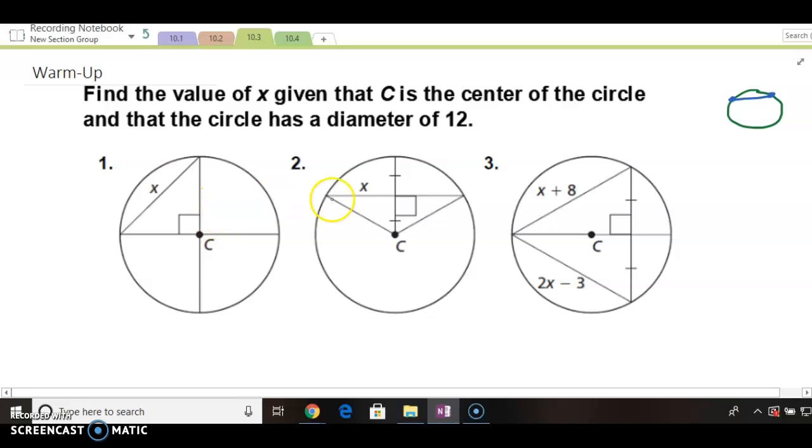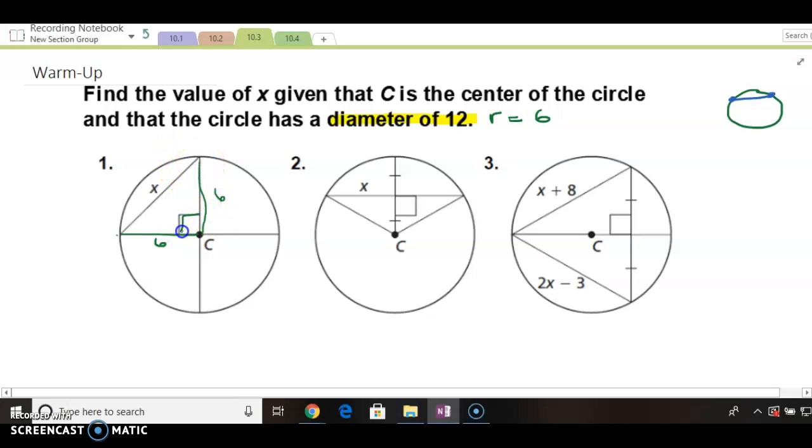All right, so let's do a few warm-up problems. There's 3 here. And notice that in each of these, the diameter is 12. So if the diameter is 12, that means the radius has to be half that, which is 6. Okay, so I'm going to do number 1. So if the radius is 6, that means this is 6, and that means this is 6.